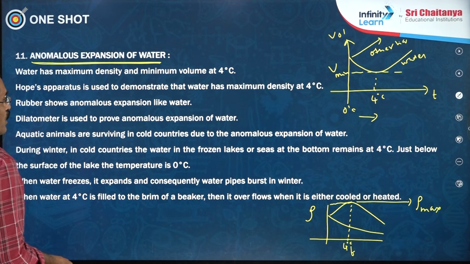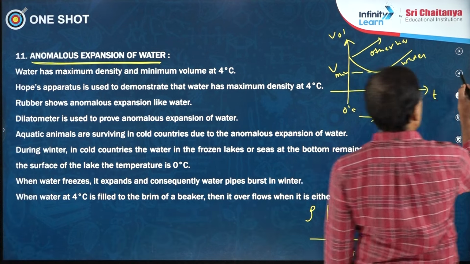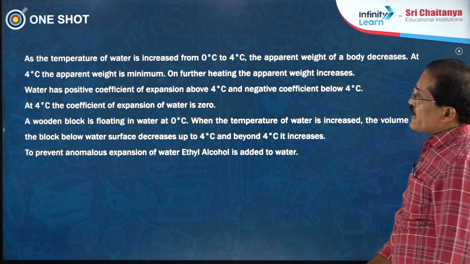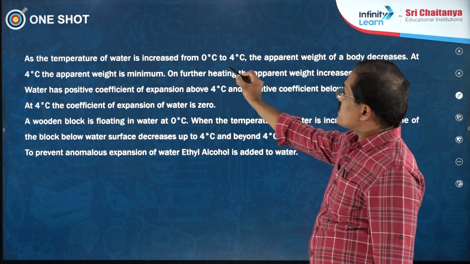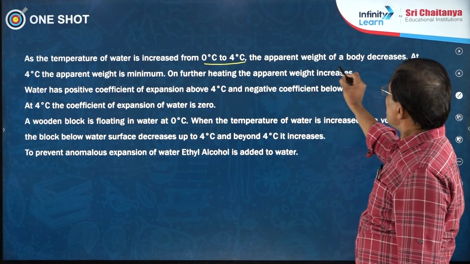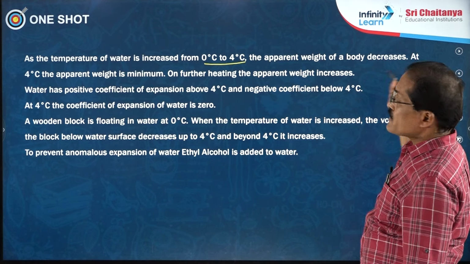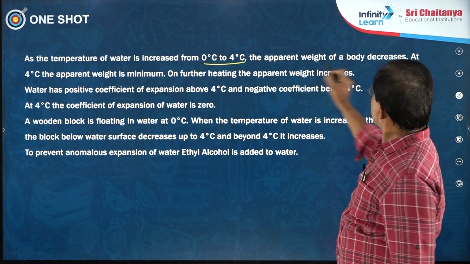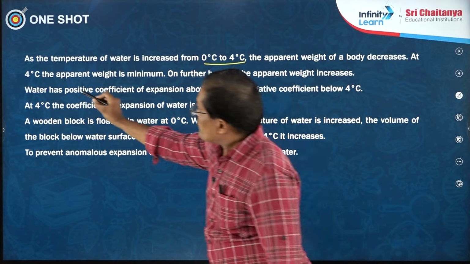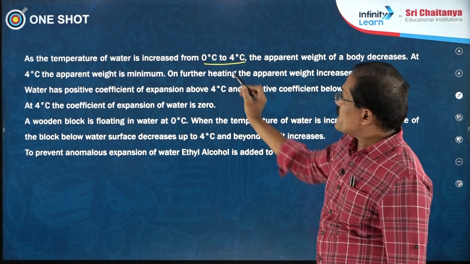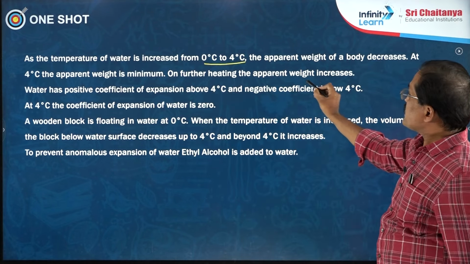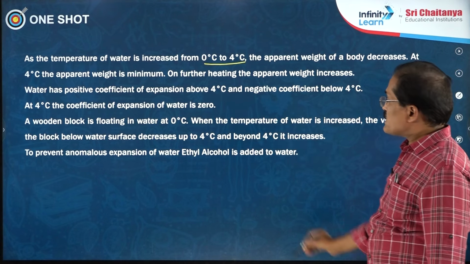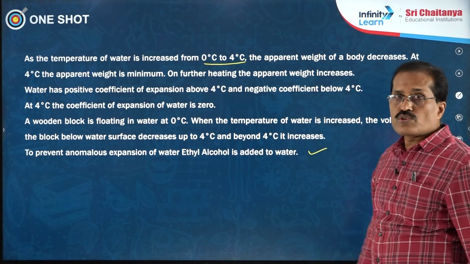Okay. Now, you can see the theory points on the last one, and the same points are mentioned clearly. As the temperature of the water increases from 0 to 4, as just now mentioned, the apparent weight of the body decreases because the density decreases. At 4 degree Celsius, the apparent weight of the body is minimum, and on further heating, the apparent weight of the body increases. All other remaining points are mentioned. These are some of the theoretical points, please go through that.